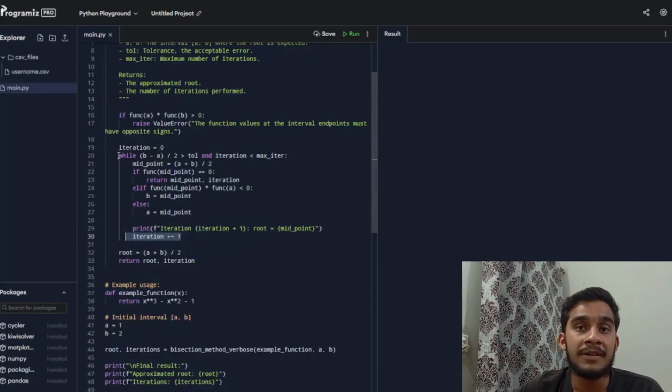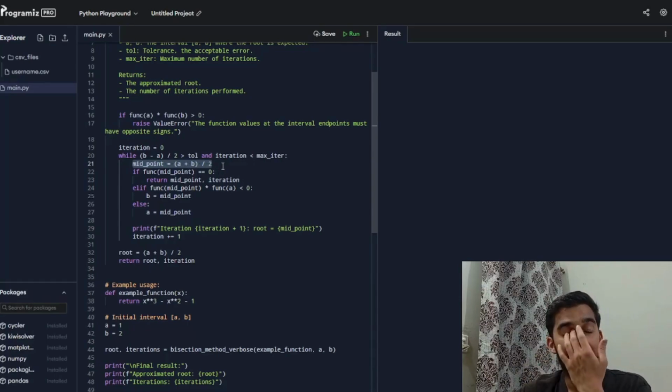Then we initialize a while condition that takes two arguments. First, (b minus a) divided by 2 is greater than the tolerance level, and iteration is less than max iteration. If these two conditions are true, the while loop should run. Otherwise it comes out of the while loop and returns root and iteration. How does the while loop run? First we initialize the formula of the midpoint. Midpoint is equal to (a plus b) divided by 2, the average value.